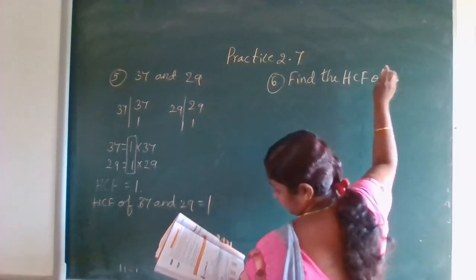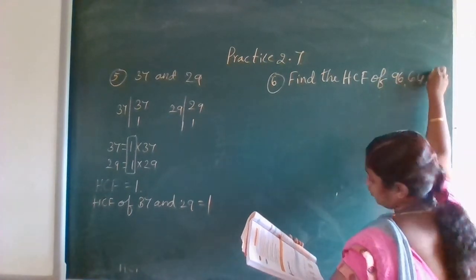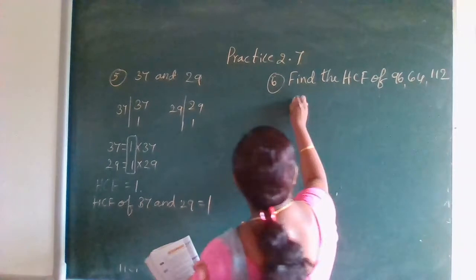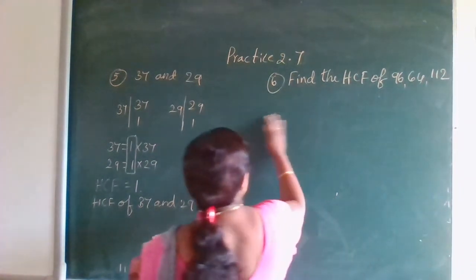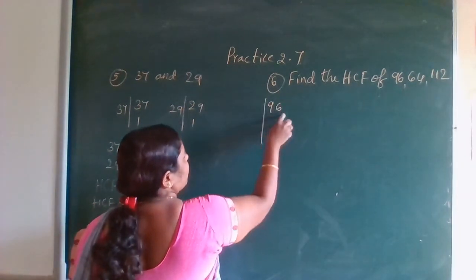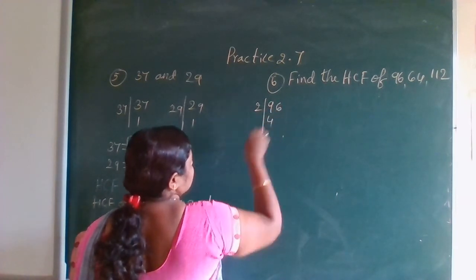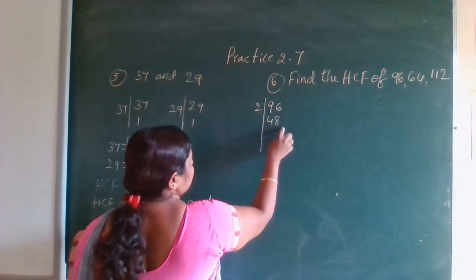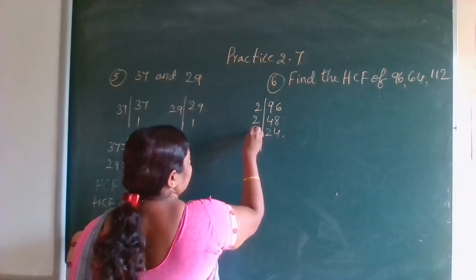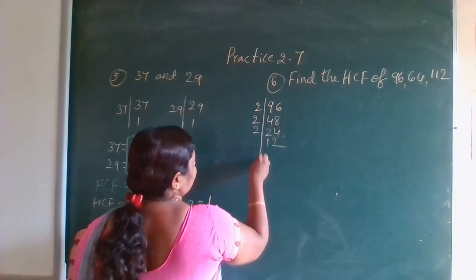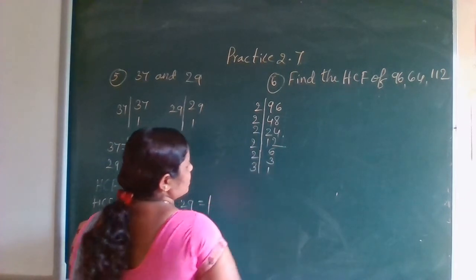HCF of 96, 64 and 112. So 3 numbers they have given. No problem. Do 3 divisions first. Okay. 96. Even number, take 2. 2 4s are 8. 1 is remaining, 16. 2 8s are 16. Again even, take 2. 2 2s are 4. 2 4s are 8. Again even, take 2. 2 1s are 2. 2 6s are 12. 2 3s are 6. 3 1s are 3.